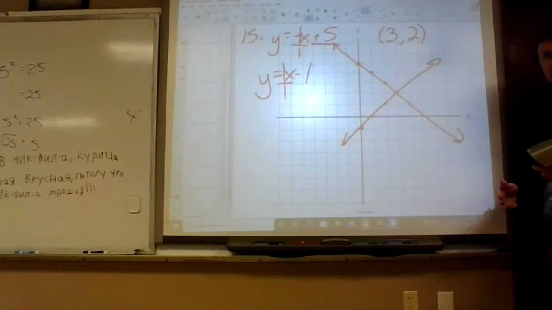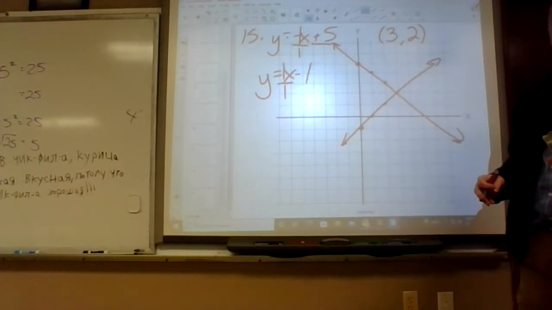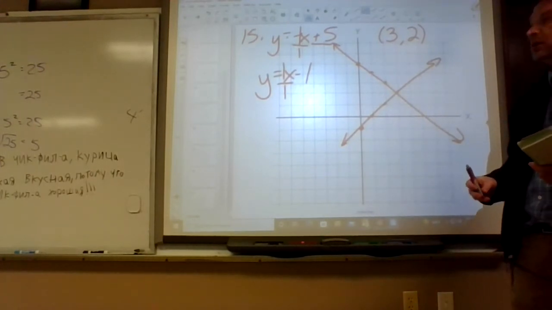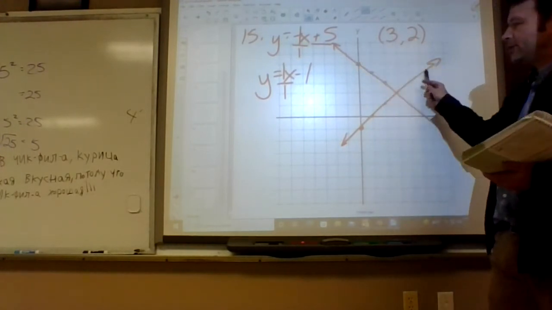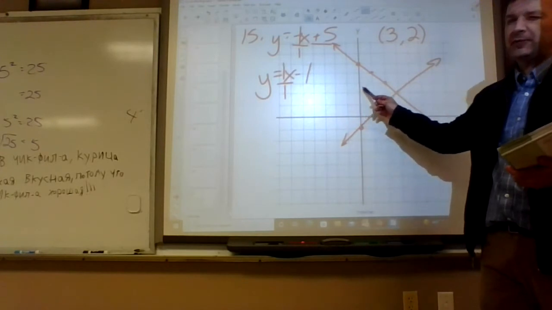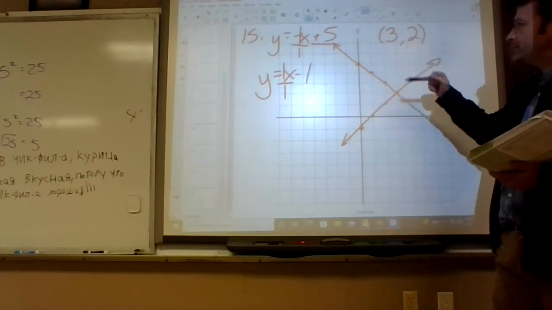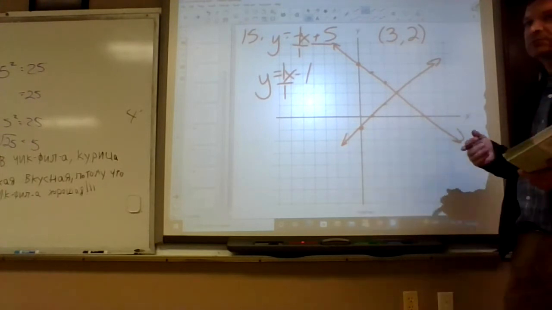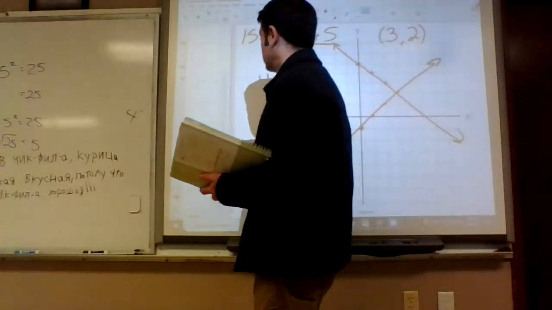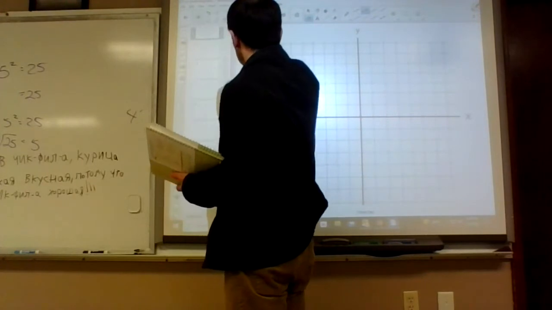Do you want us to write this? Yeah. 3, 2 is actually the answer. This is more like the work. Although I am going to give you points for the graph. But 3, 2 is actually the answer, not the graph.